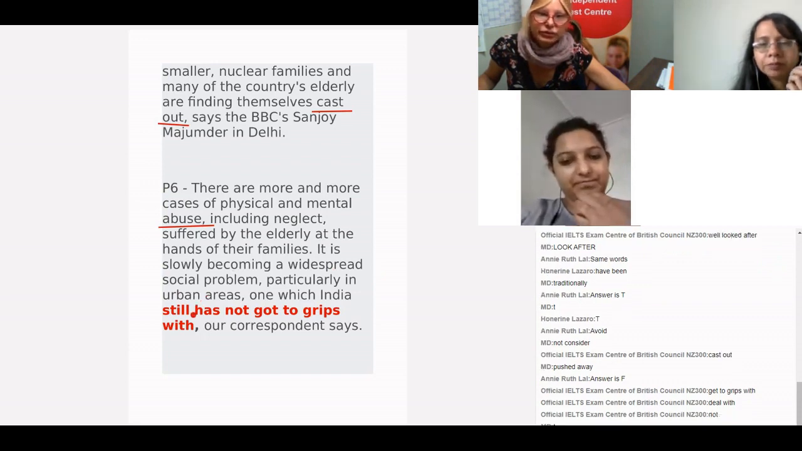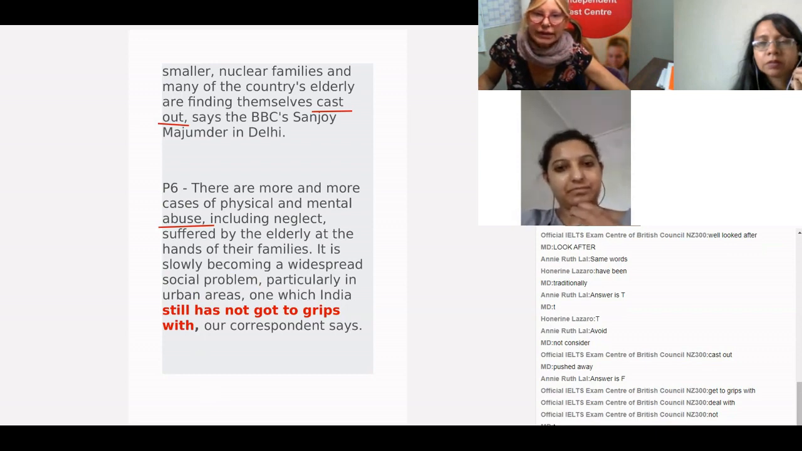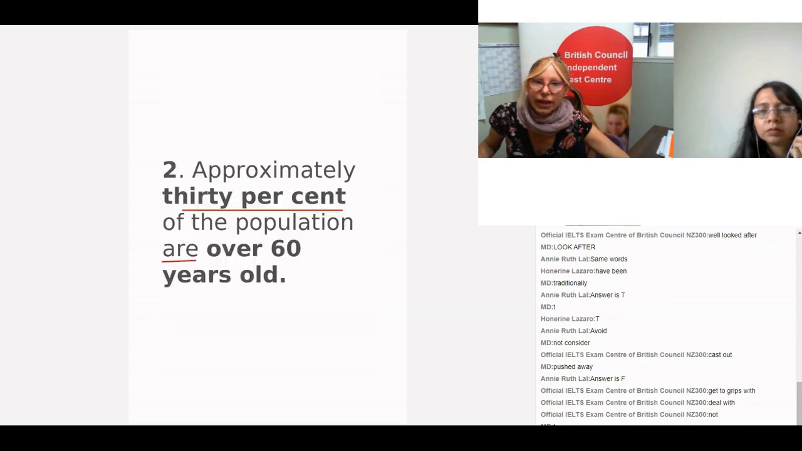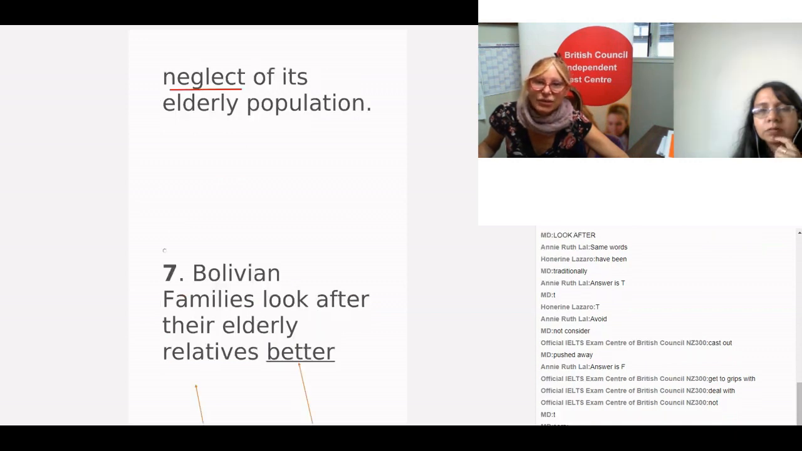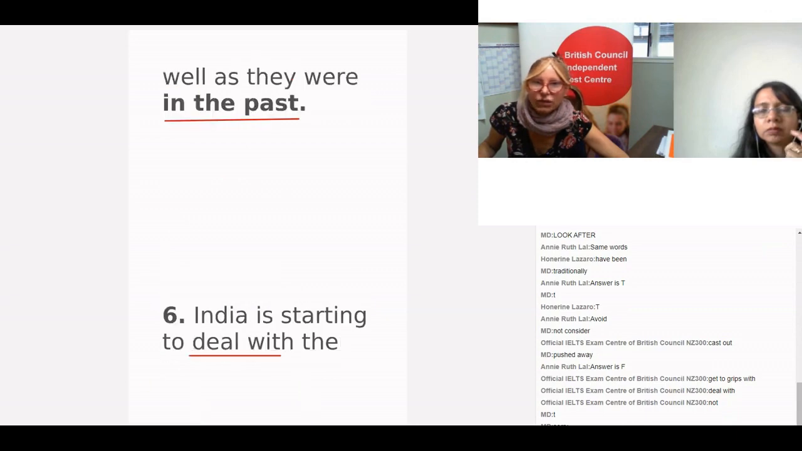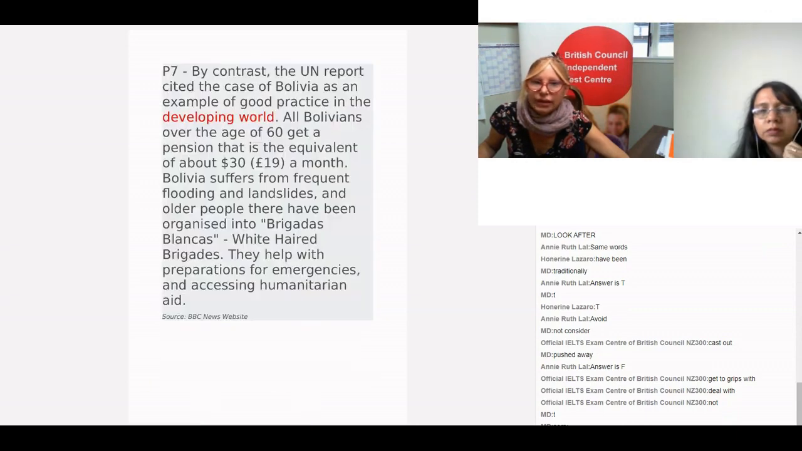Does that make sense? Yes. Is that clear? Yeah. So MD, you're saying T, so you're saying that the statement is true. Let's go back to our statement. India is starting to deal with the neglect of its elderly population. No. All right, let's go back and look again.